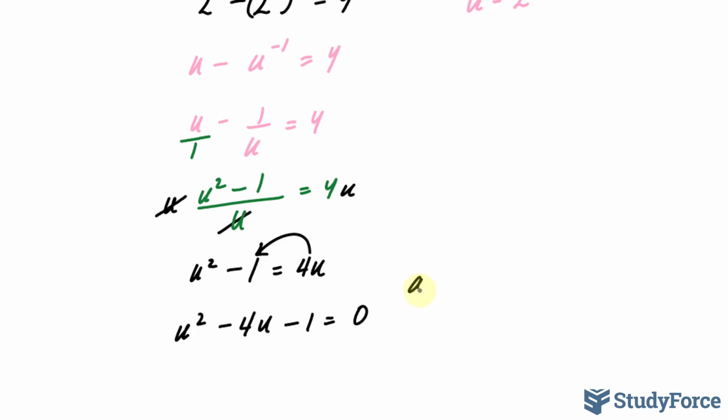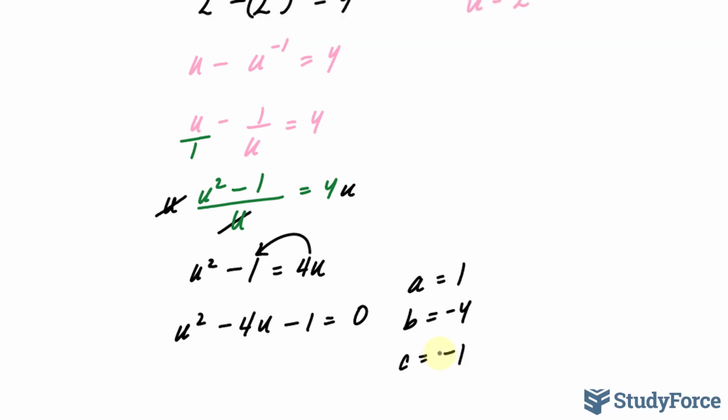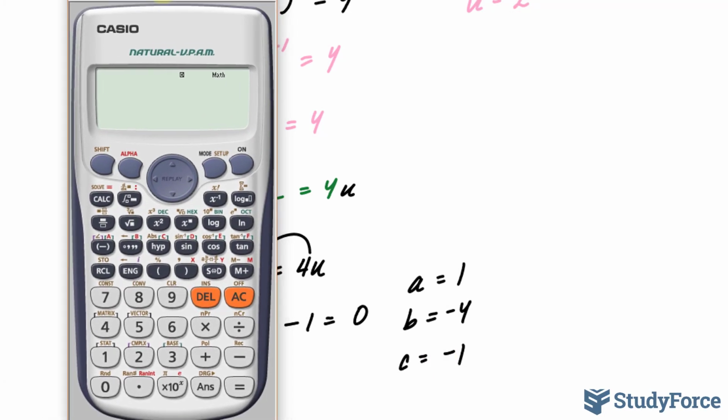So my a coefficient is 1, b coefficient is negative 4, and c coefficient is negative 1. I'm not going to waste time doing this using the quadratic formula. Instead, I'll use the function on my calculator. Let's assume that you know how to use the quadratic formula by now. That's accessed by clicking mode 5, 3. Now you put your coefficients 1, negative 4, and negative 1. You should end up with two answers, and we do.